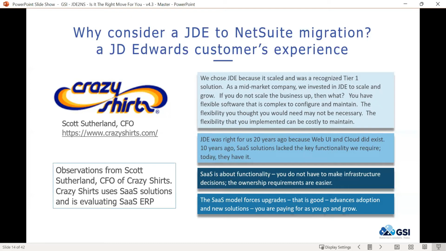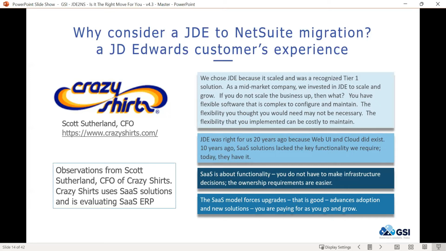So the 2 things that really stood out were his insight around SaaS decisions being about functionality, not about hardware, not about infrastructure. Kind of set those off to the side, make your decision about what business processes you need to support. And then the benefit to him of having those SaaS upgrades was that it kept them on leading practices for their business, whether that was expense management or in the ERP side.